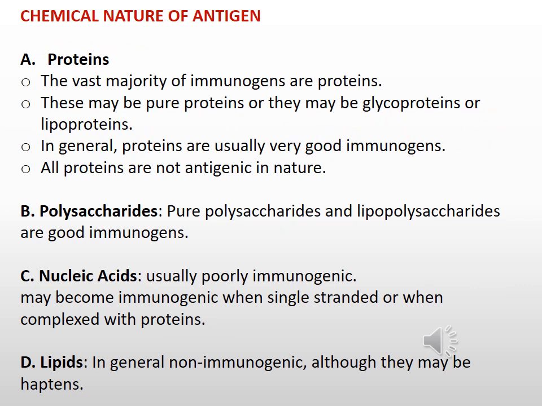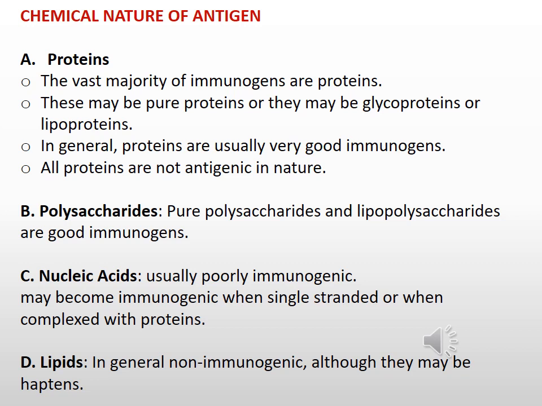Now, what is the chemical nature of antigen? The most potent and most common type of antigens are protein in nature. Proteins are mainly in the form of glycoprotein, lipoprotein or pure proteins. They are the most potent antigens, very good immunogens, and most of the antigens are protein in nature, but remember that all proteins are not antigenic in nature.